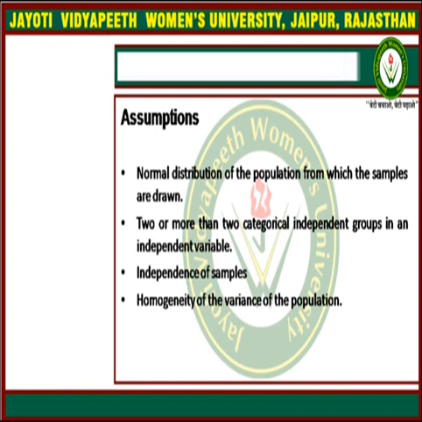So it means the variance of the population should be homogeneous. We can say the variations within the group are similar for each of the groups. So variations within the group are similar for each of the groups. That means it is homogeneity of the variance of the population.